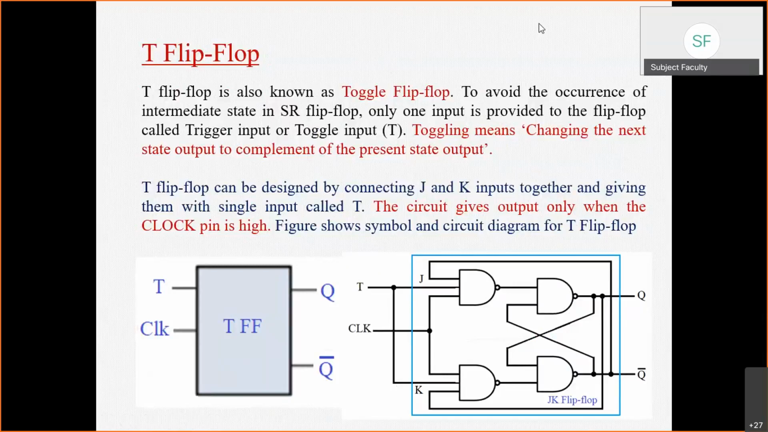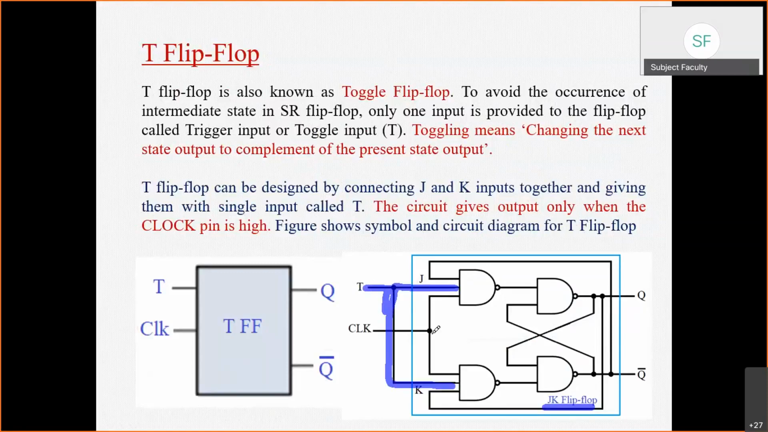And what is that minute modification? If you observe this complete rectangle, the blue rectangle, inside this is nothing but a JK flip-flop. This is the circuit diagram of the JK flip-flop. What we have done is we have only connected the J terminal and the K terminal together, and the common terminal we have named T.